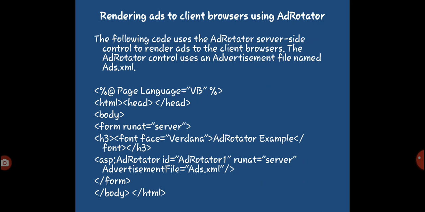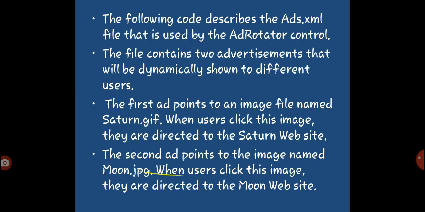Then how it is rendered: you can see the file, this is the code behind. We need not type it. When we create an ad rotator control in the design view, this coding will be automatically created. This is called code behind. When we click on the design source view, we can see this coding.